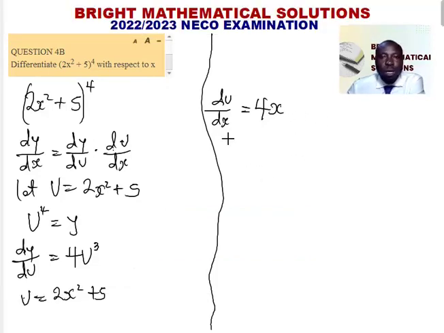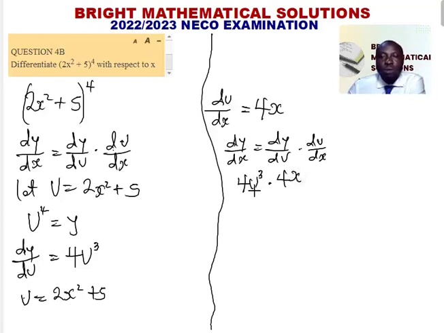So recall that we said dy/dx equals dy/du times du/dx. So let us bring these variables together. So dy/du is said to be 4u raised to the power of 3, times du/dx, which is 4x.